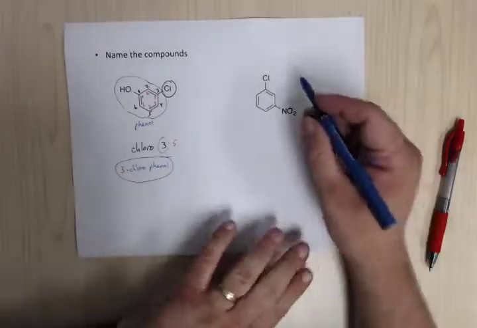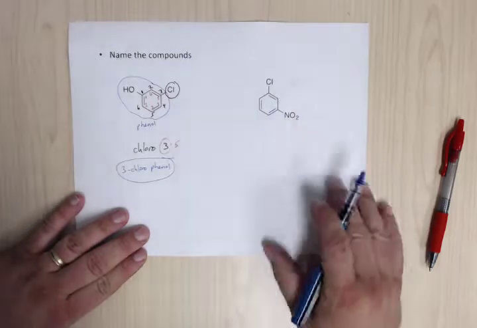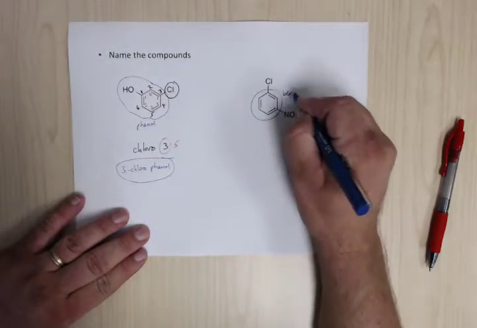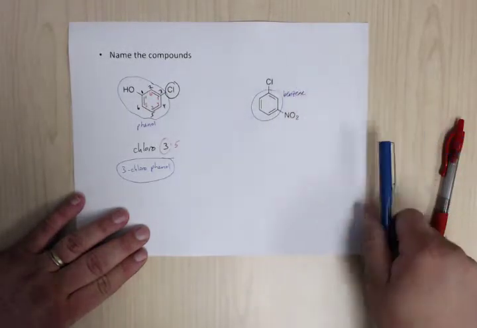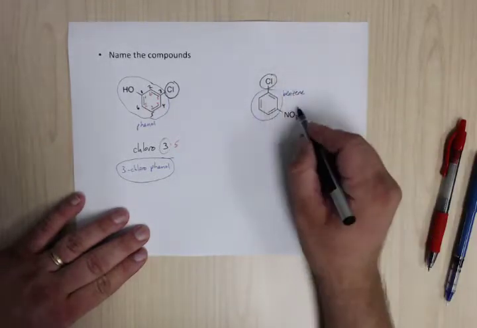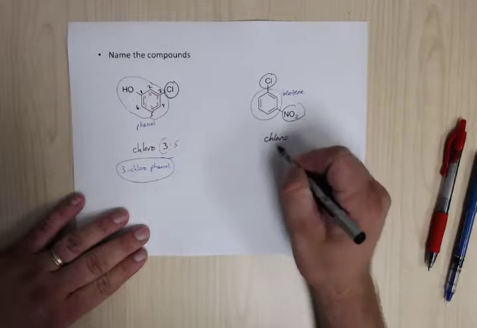Now for this one, there's no base structure. It's just going to be benzene. When that happens, each one of these side chains has a chance to be number 1. So we have a chloro and a nitro.